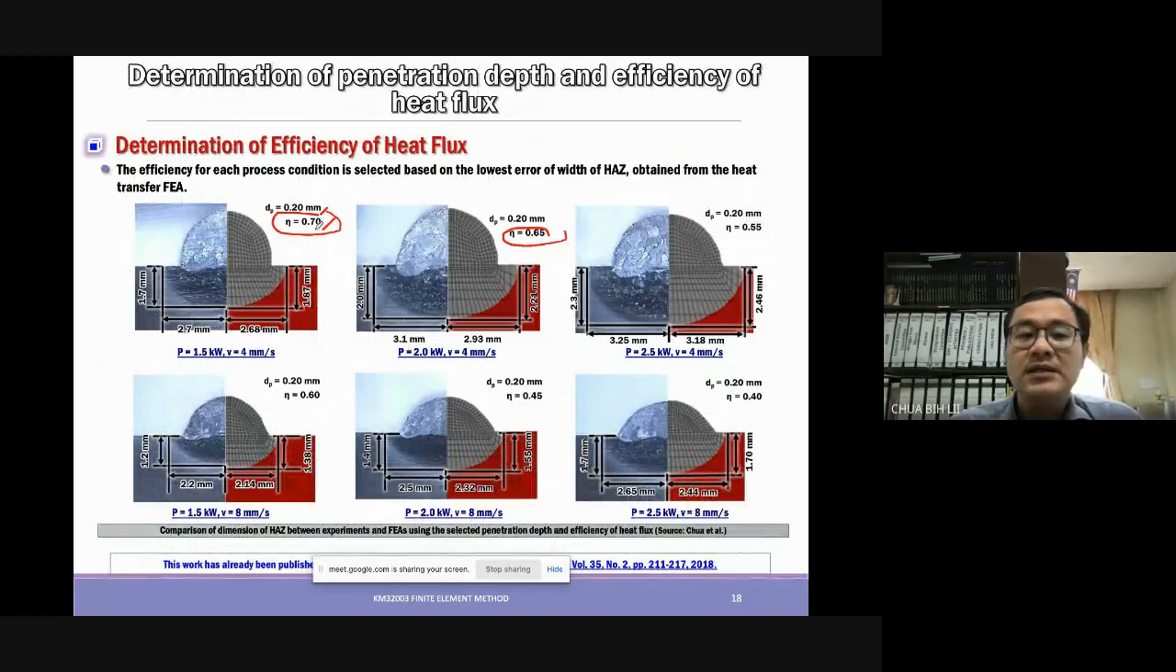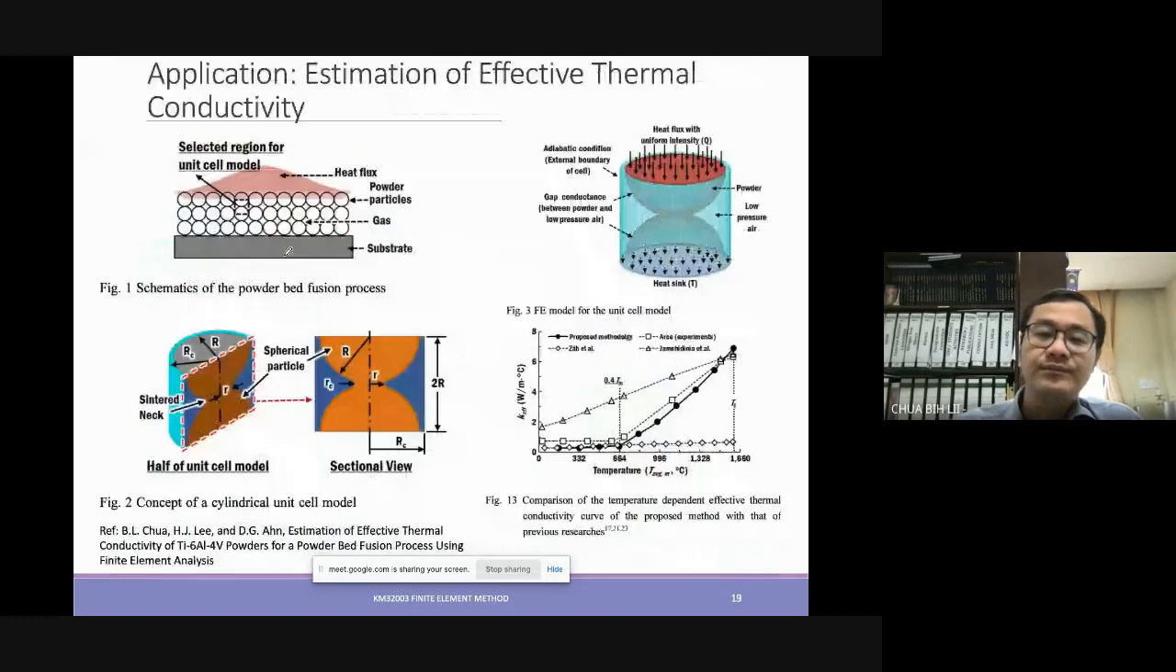So you can see that we try different heat efficiencies and penetration depths, and we found that this would be the best for this process. In the process of getting these parameters, we ran more than a hundred, maybe 150 or 160 analyses, to compare and match this profile before we could use it.